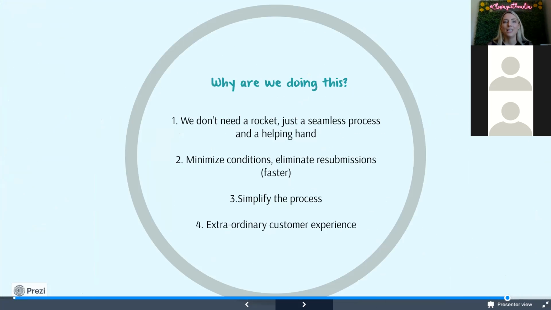All right, and why are we doing this? We want a seamless process for our clients, right? We don't want them to have to go and dig through their documents to find last year's tax returns. We want to minimize the conditions, eliminate the resubmissions, which makes it extremely quick and efficient. It simplifies the process and gives that extraordinary experience, which is our motto.